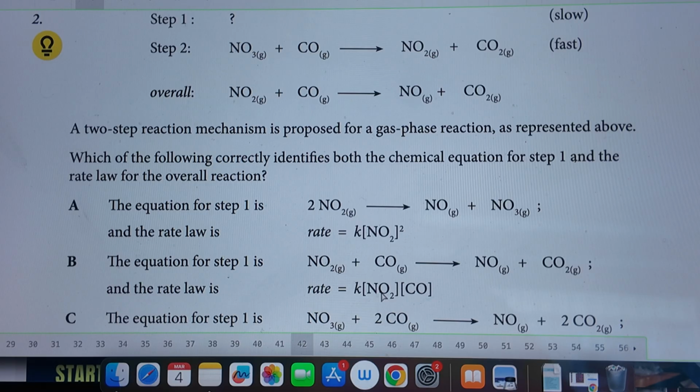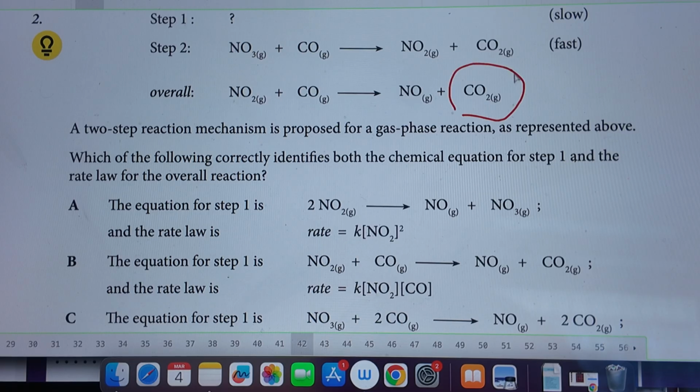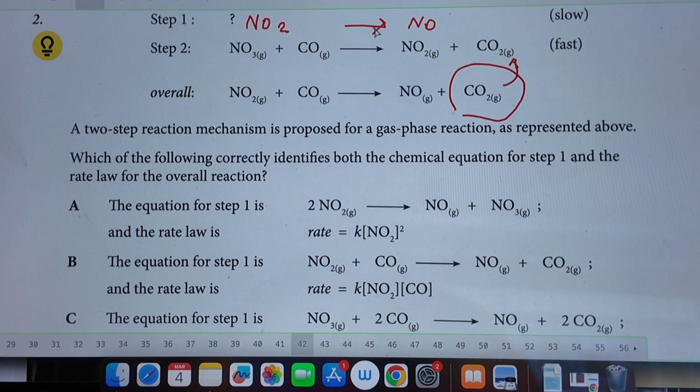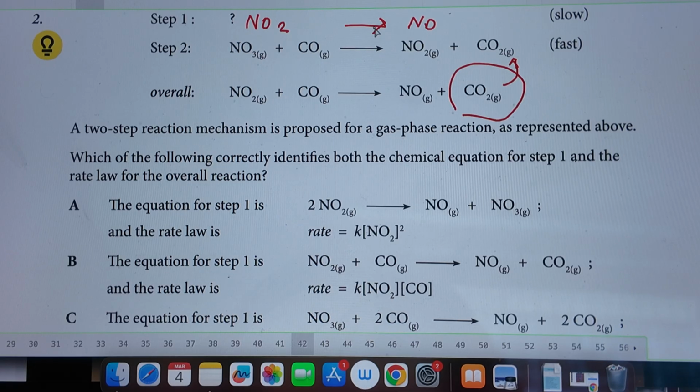Well, the overall has CO2, and that is there. But there's no NO here, so there needs to be NO here. And then CO here and CO here, and then NO2, but there's no NO2 here, so there needs to be NO2 here. And so there'll probably be an arrow here too. And so now, how are we gonna take 2NO2 and end up with NO and CO2?